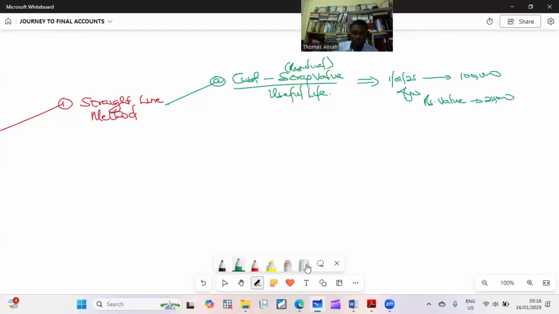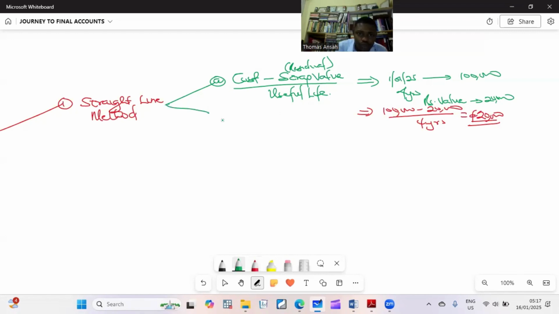What will be the depreciation? It will simply be 100,000 minus 20,000 divided by 4 years. That is 80,000 divided by 4, which gives 20,000 cedis every year. That is the depreciation for every year. It won't change, which is why we call it straight line. First year 20,000, second year 20,000, third year 20,000, fourth year 20,000.